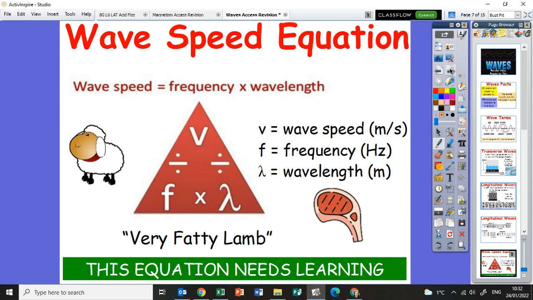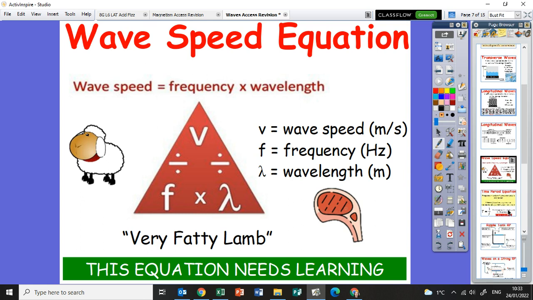You have to learn the wave speed equation. Wave speed is frequency times wavelength. This symbol here is the lambda symbol in Greek, and it stands for wavelength. Wavelength must be in meters, frequency in hertz, and wave speed in meters per second.